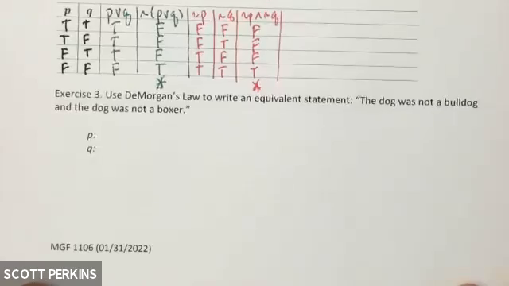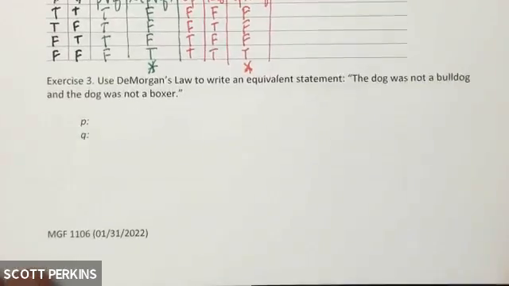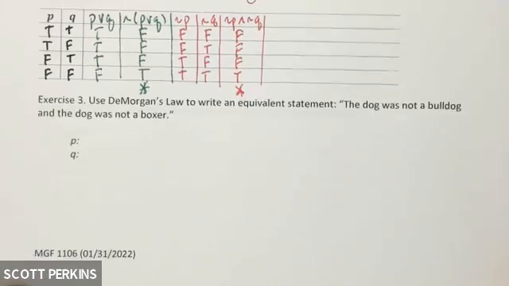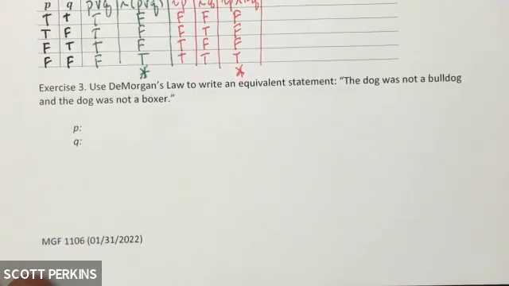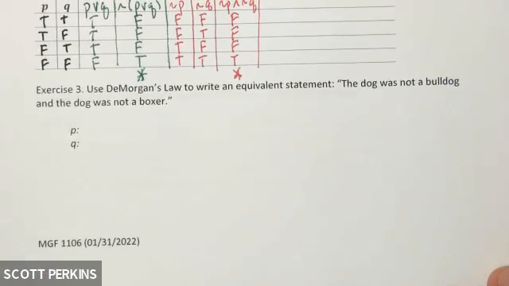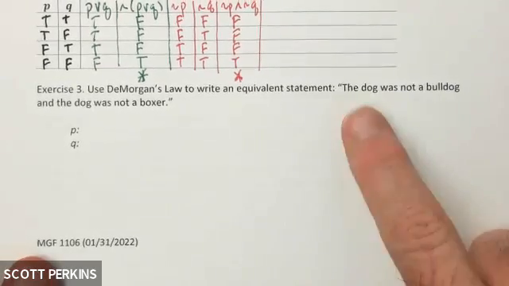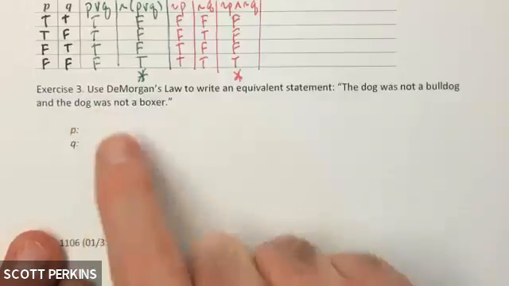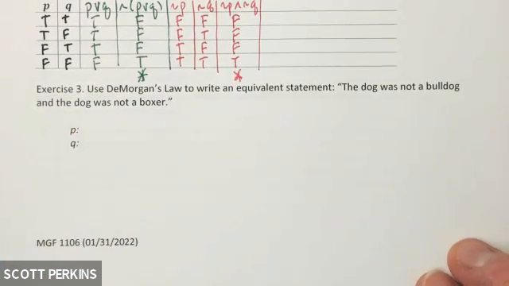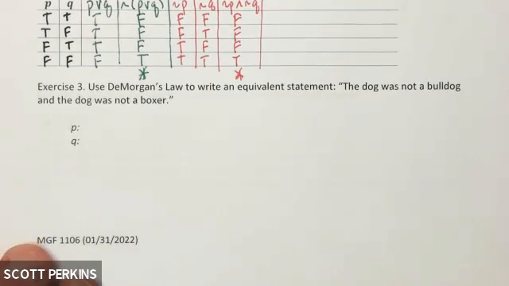All right, so exercise 3, we're going to just step through this. What we're going to do is we've got a statement here, and we're going to use DeMorgan's laws to rewrite it. We're not going to do a truth table. Okay, so the statement is the dog was not a bulldog and the dog was not a boxer. So first thing, define the simple statements. Okay, 30 seconds. Write down what you think those simple statements are going to be.